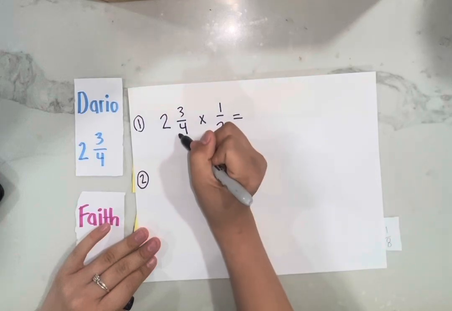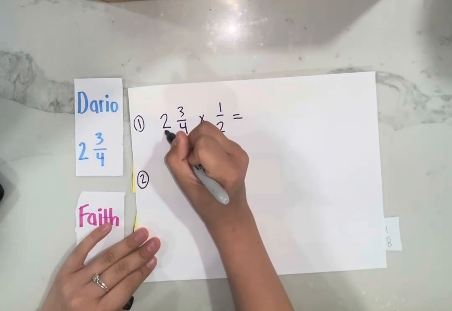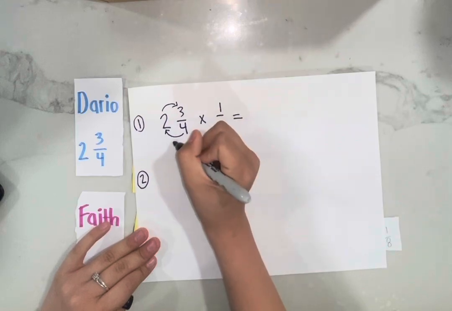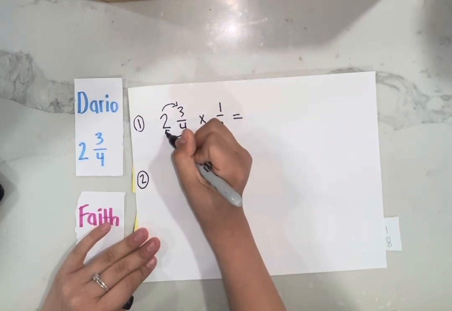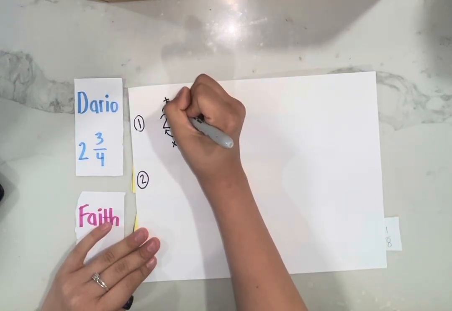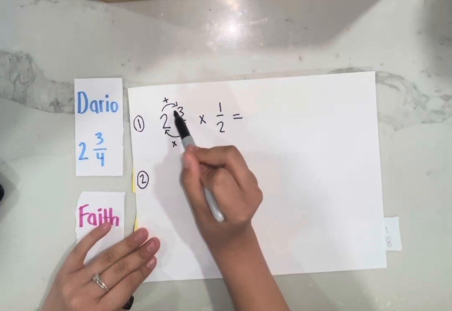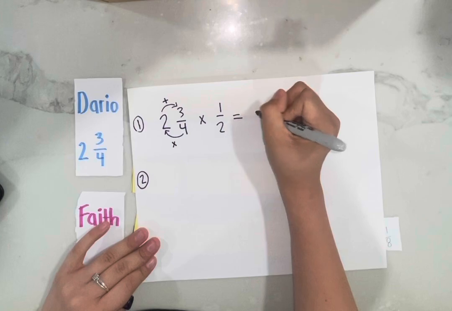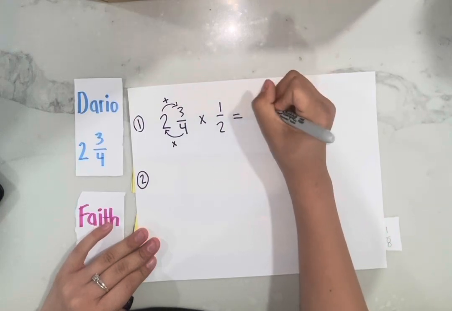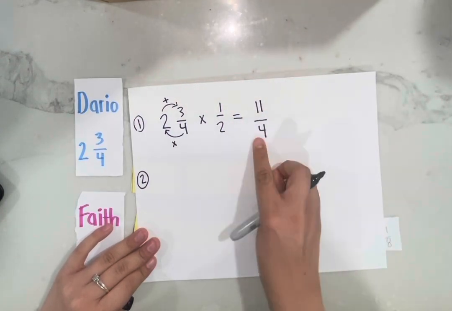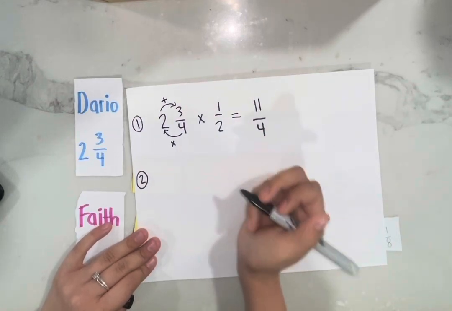So in order to do this, we have to turn this into a fraction and not a mixed fraction. So we are going to multiply here and add over here. So 4 times 2 is 8. 8 plus 3 is equal to 11. So this turns into 11/4. Now that we have this number, we're going to multiply.